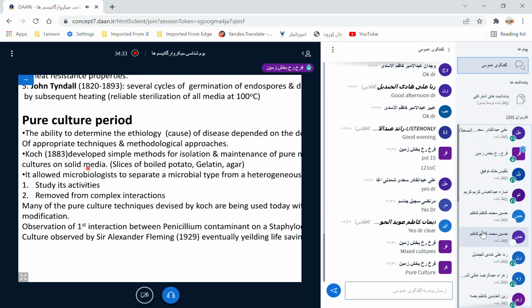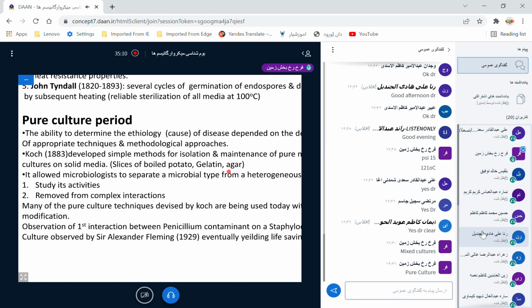At first, solid media were very simple. First, he used slices of boiled potato, and he had some simple colonies on this boiled potato. Afterwards, he found gelatin, and later on, agar was found for solidification.